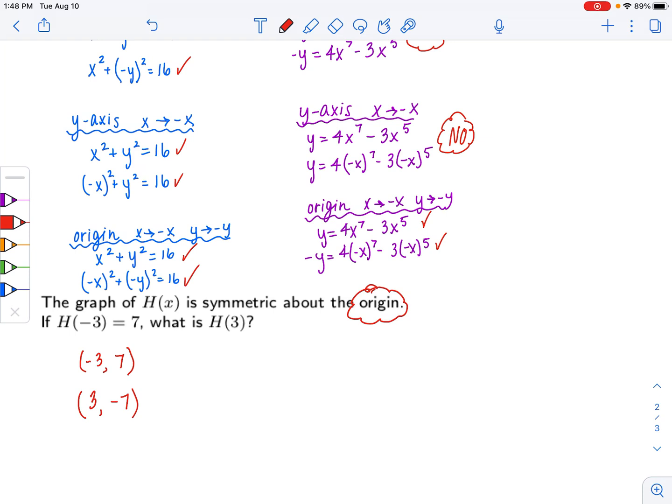The question is asking, what happens if I have h of 3? What happens if I input 3? Well, I have that right here. I input 3, I get out negative 7. It's a little function notation for you as well to end your symmetry. If you have questions about the visual or the algebraic part, please make sure you ask, and I'll see you guys soon.